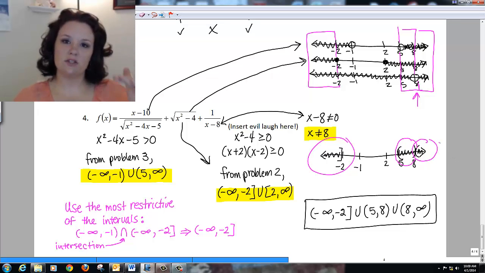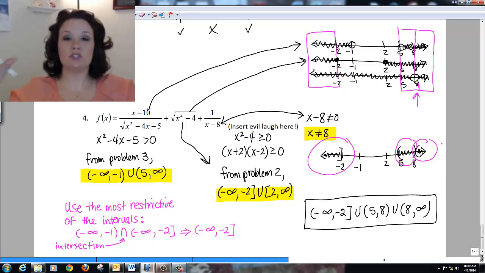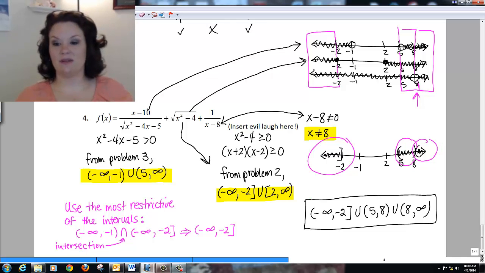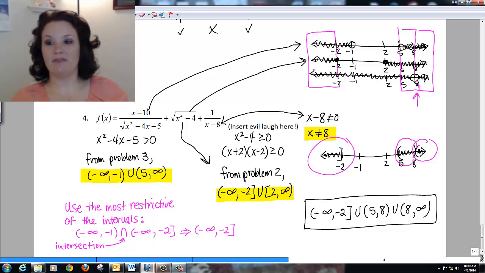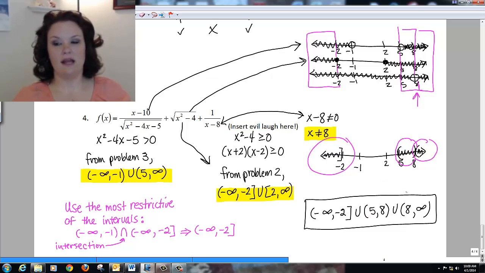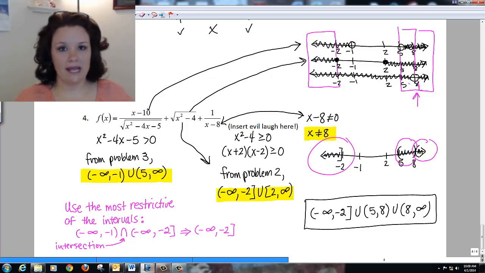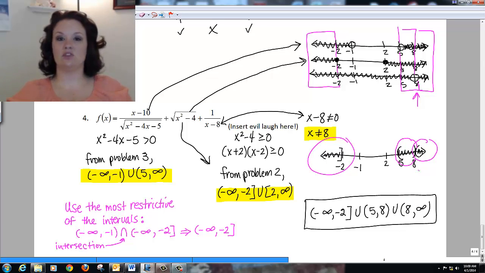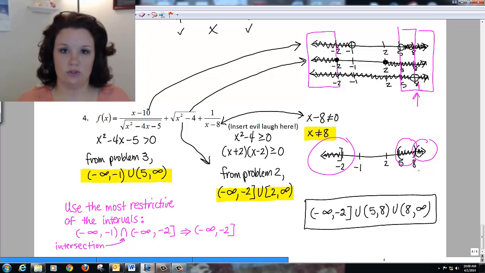So what all 3 solutions have in common, the most restrictive combination of all 3 graphs, is my answer for the whole function. That would be from negative infinity to -2, 5 to 8, and 8 to infinity. All 3 graphs included -2, so I can use a bracket there. On my 5, the first solution did not include 5, so I have to use a parenthesis there. And my third solution did not include 8, so I have to use a parenthesis on the 8 as well. In my solution, it has to work for all 3 in order to include it.